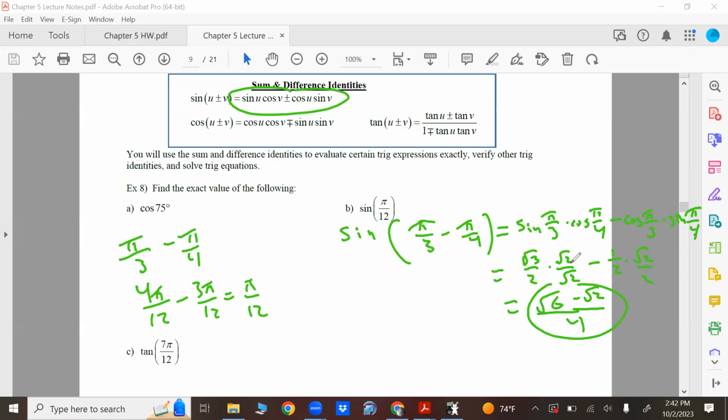You don't have to rationalize the denominator. Actually, I advise you not to. It's not necessary. Go and try part C.